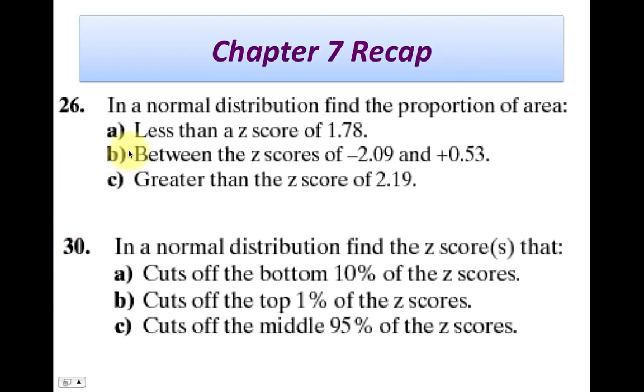In 26, we're going back to using z-scores, so finding area using z-scores. You would basically use normal CDF, and you would use a mean of 0 and a standard deviation of 1 for each of these. In number 30, you're finding the z-scores given the area. So when you have to find the z-scores but you're being provided with the area, you have to use invNorm. Okay, so for each of these, because you're being asked for z-scores, the mean is also 0 and standard deviation is 1.